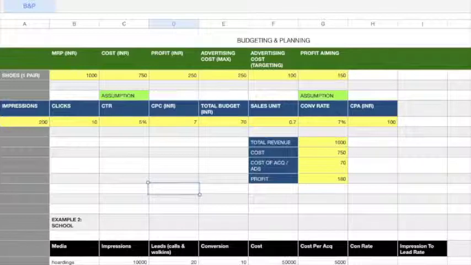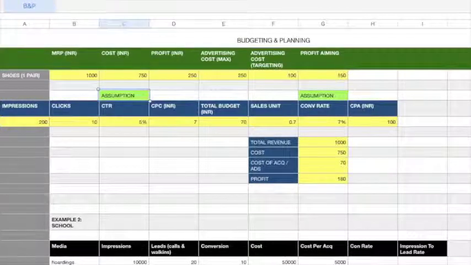Now, the derivation of budget is not a Herculean task. It is simply the number of units that you want to sell multiplied by the cost per acquisition that you want to achieve. As simple as that. So budgeting is not a problem, whether it is traditional marketing or digital marketing. It's very simple to derive a budget. The process becomes complex after that. How do you plan this, right? How do you set it out for execution?